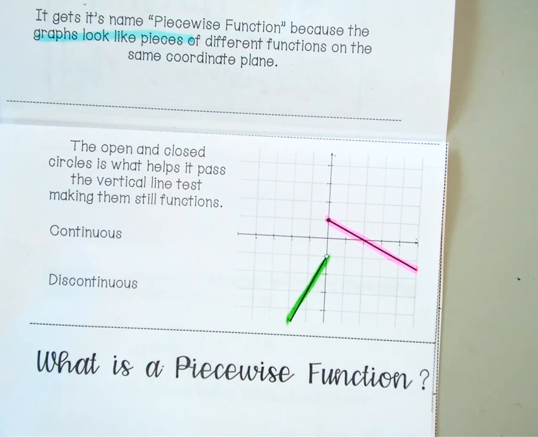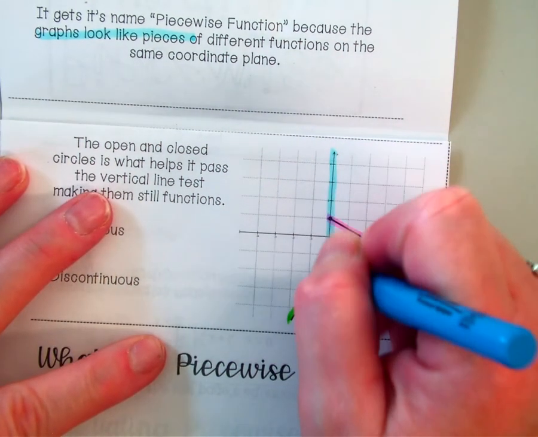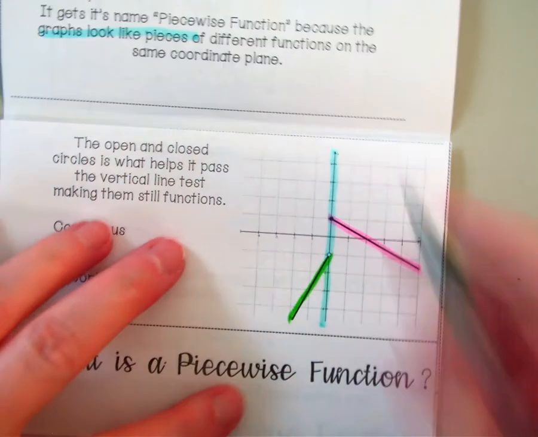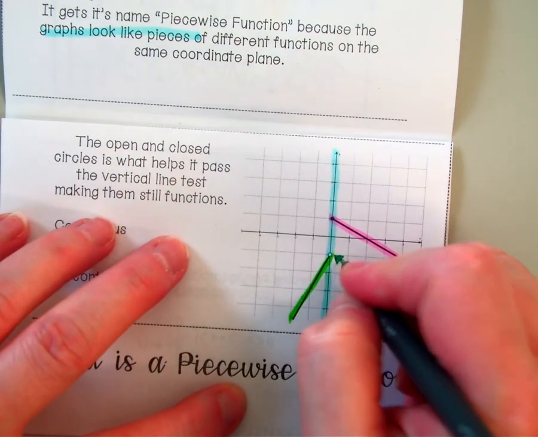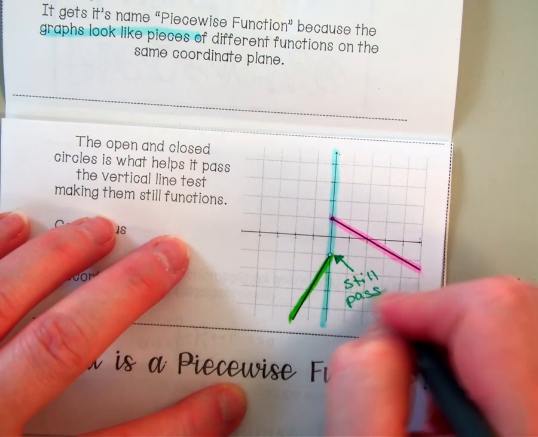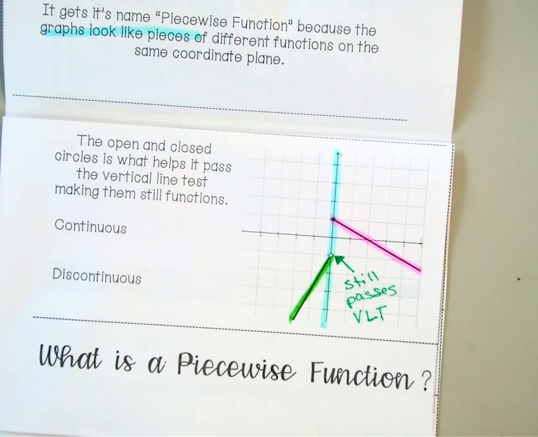Now this is still a function because even if I draw my vertical line right there, because of that open circle, it still passes your vertical line test. So these are still functions. This one passes your vertical line test because that's an open circle. If that were a closed circle, it would not be passing our vertical line test, but this one still does.